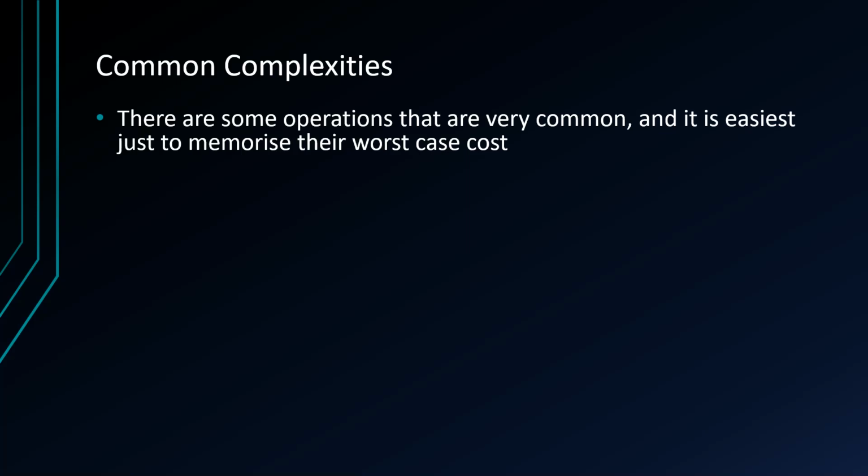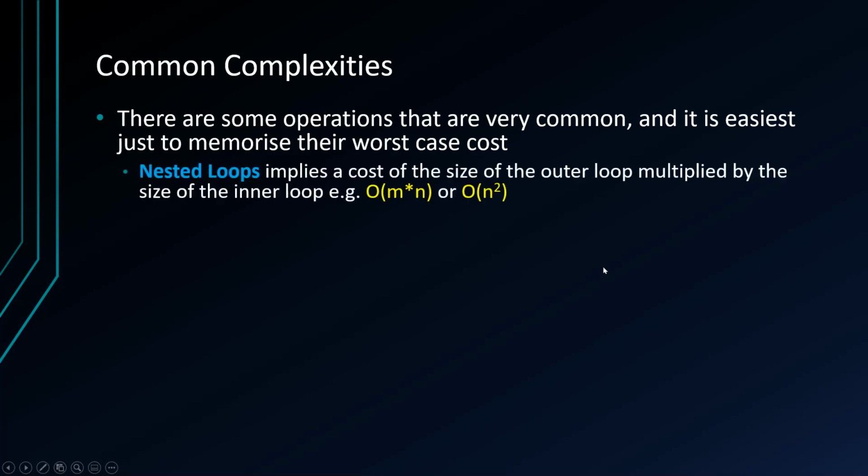So let's look at a couple of common operations that we need to keep in mind when we're talking about time complexity. The first one is nested loops. Now you already saw this. This implies the cost of the size of the outer loop is multiplied by the cost of the size of the inner loop, and anything inside happens that many times. So we have big O of m times n, or big O of n squared, depending on the size of each loop.